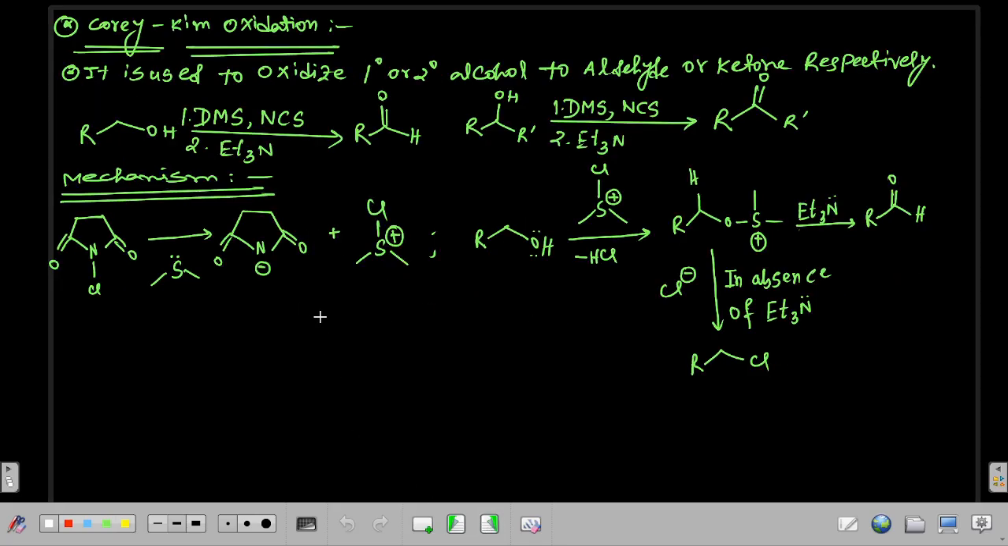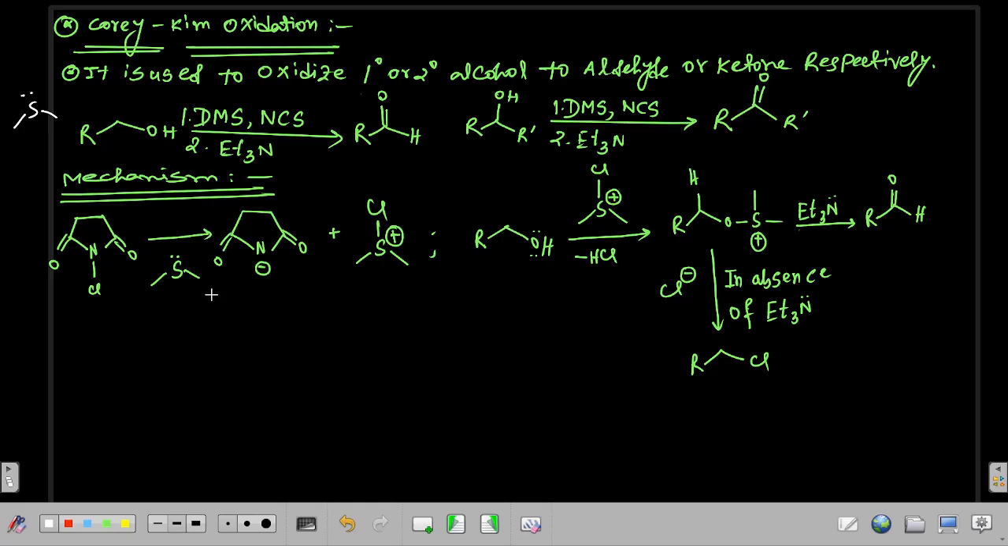Next is Corey-Kim oxidation. It is used to oxidize 1 degree or 2 degree alcohol to the aldehyde or ketone respectively. This is the 1 degree alcohol and this is 2 degree alcohol. Now in this reaction we are using reagents like DMS, that is dimethyl sulfide, and NCS, that is N-chlorosuccinimide, and triethylamine as a base.